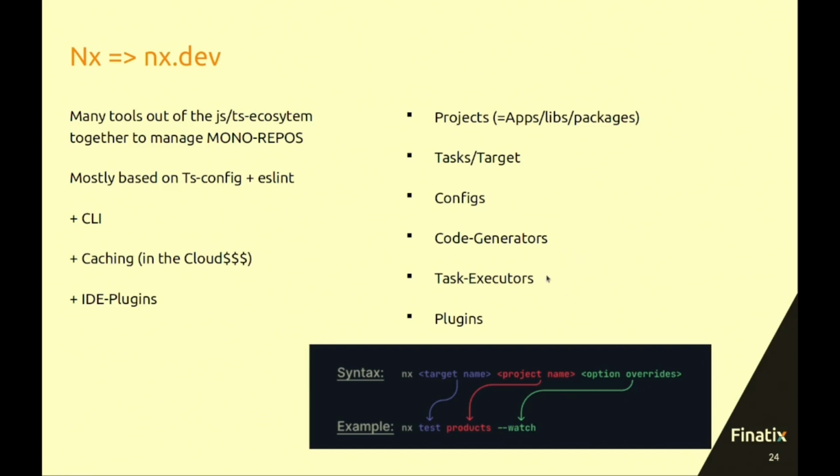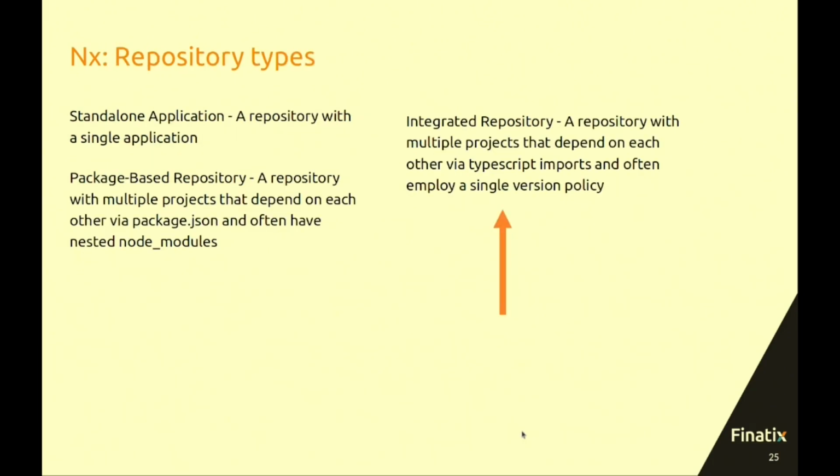You also have those executors and a system of plugins that can provide routines for all the other objects. And how do you interact with NX? Just by using the CLI, probably. You can, like you would with NPM scripts, define your own scripts that call, for example, a target like test on a project, and then you can add additional configuration. Just so you don't get confused if you have never seen this before.